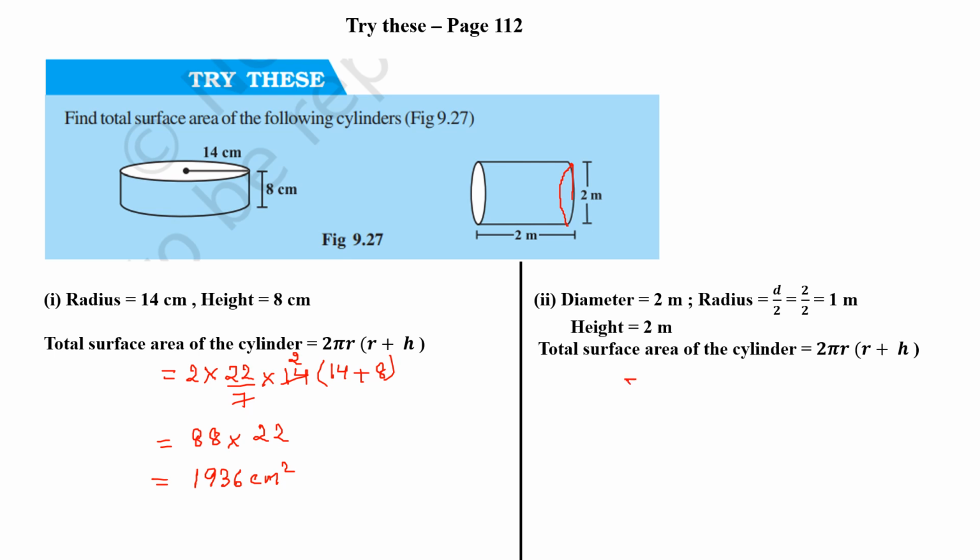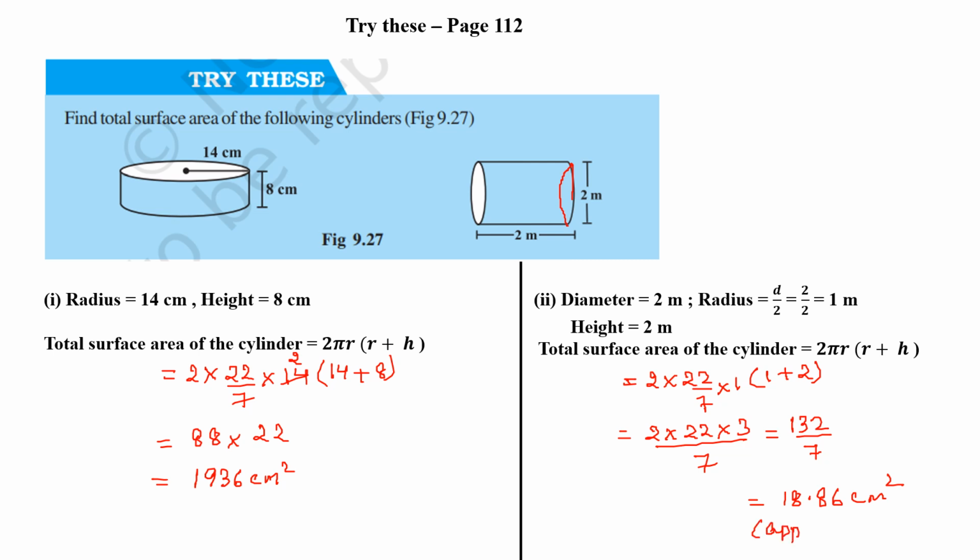So again, if you put the values in the formula, it will be 2 into 22 by 7 into 1, because radius is 1, and then 1 plus 2. From here you will get 2 into 22 into 3 divided by 7. And if you multiply everything, you are going to get 132 by 7. And if you divide it, you will get your answer as 18.86 centimeter square. And this will be the approx answer. Okay, this is not the exact, this is the approx answer.